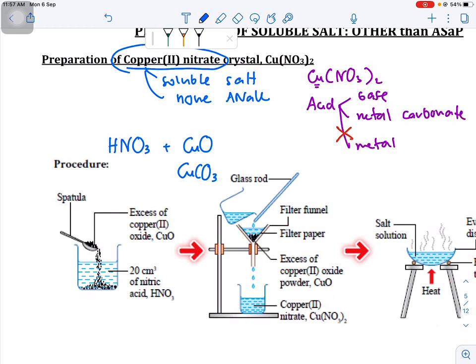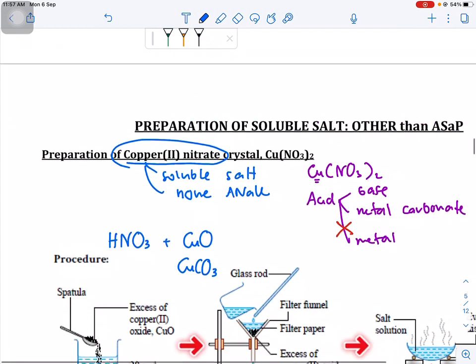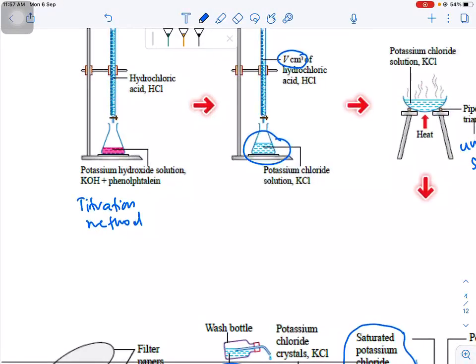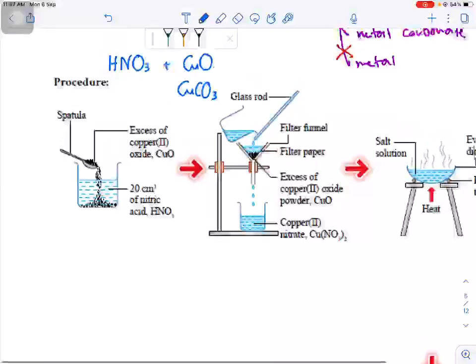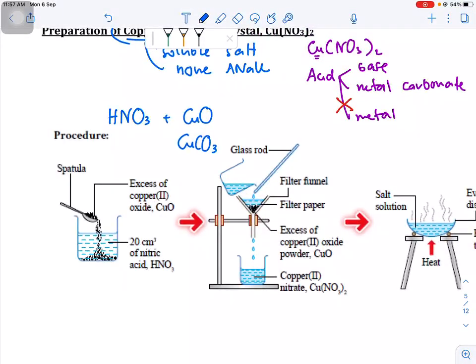So we cannot use the titration method because titration dia kena melibatkan solution and solution. Kita nak titrate daripada burette. Okay, so ini kena pakai solution and solution. But this one, the base, the metal carbonate and the metal is in solid form. So kita kena guna kaedah lain lah. So we have the acid. Kita masukkan our base using the spatula.